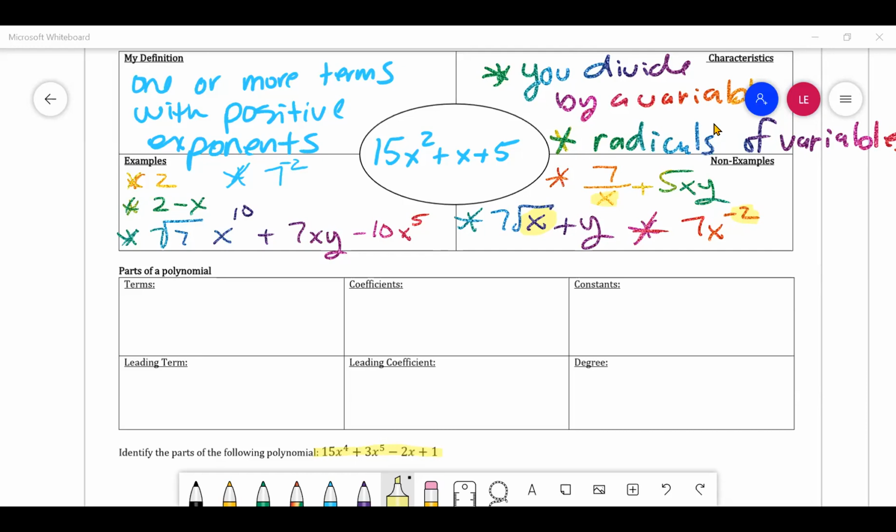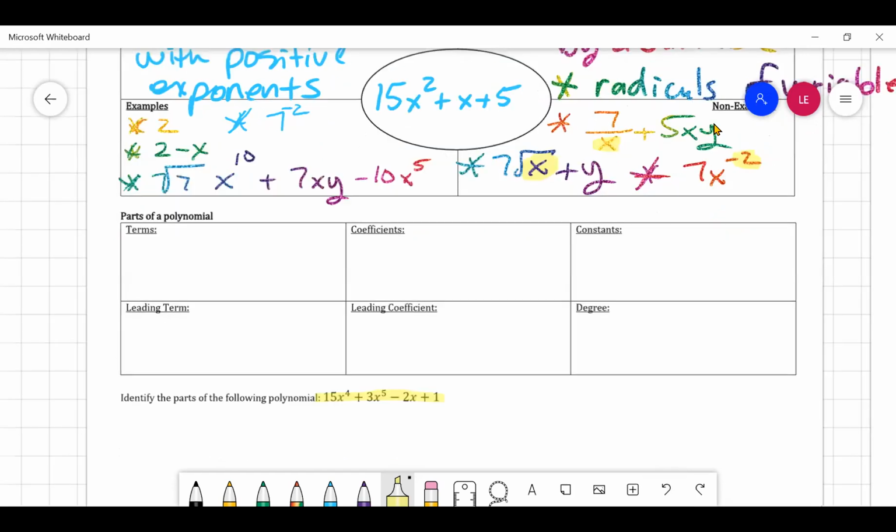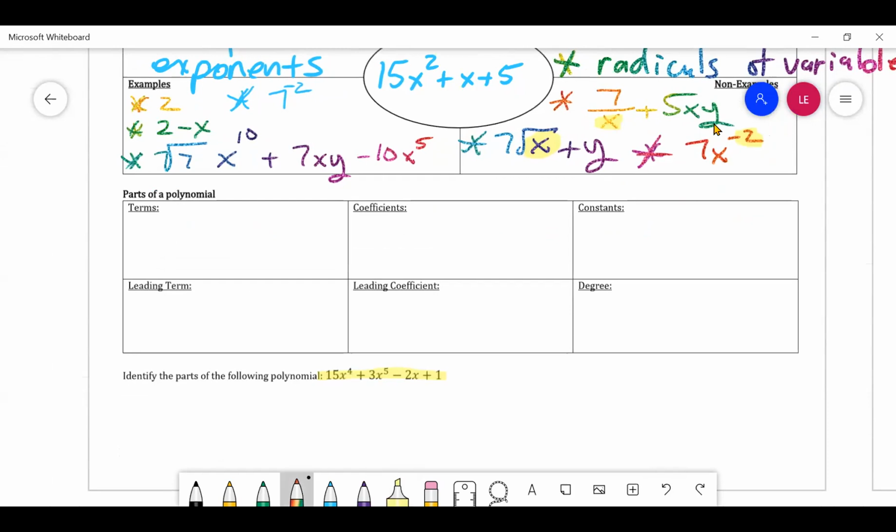A polynomial, when I ask about terms, everything that's separated by a plus or a minus sign is a term. So if you look at this right here, this one has 1, 2, 3, 4 terms. I'm going to use that one down there as an example. If it's separated by a plus or a minus, it's a term, whether it has a variable or not. So this one has 4 terms.